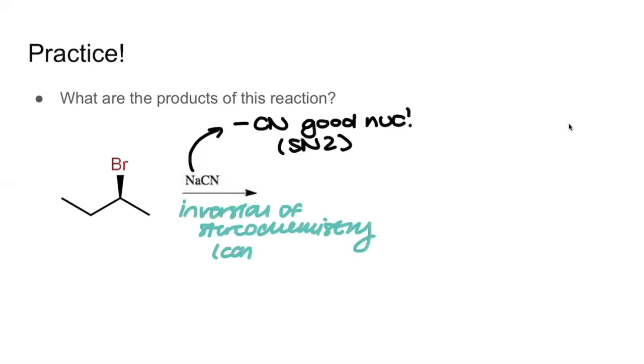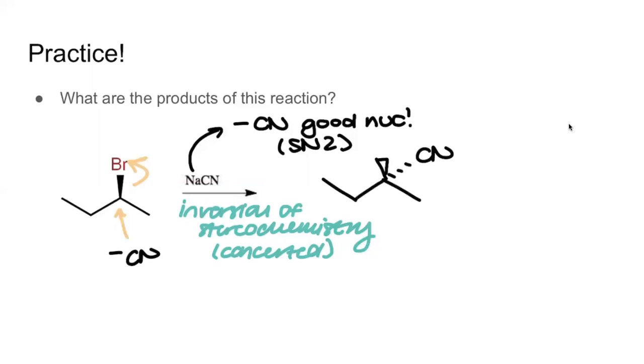Also concerted, one step. Bromine comes off. CN minus comes in and attacks. Remember, Na plus is just floating out there, Br minus just floating out there. The product is going to look something like this. Remember the bromine was on a wedge, so go ahead and put your CN on a dash. CN on a dash. Anyway, there we go.